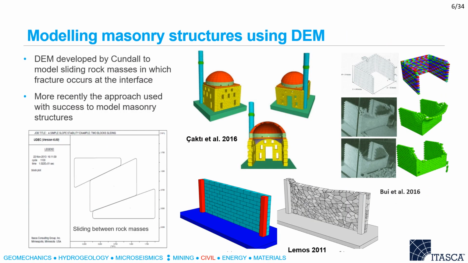The discrete, or otherwise called distinct, element method was developed by Peter Cundall in the early 70s to model sliding rock masses in which failure occurs at the interface. More recently, the method has been successfully used to model masonry structures in which the failure mechanism is governed primarily by the masonry unit mortar interface characteristics. DEM has been implemented in UDEC and 3DEC software, which were developed by Itasca.